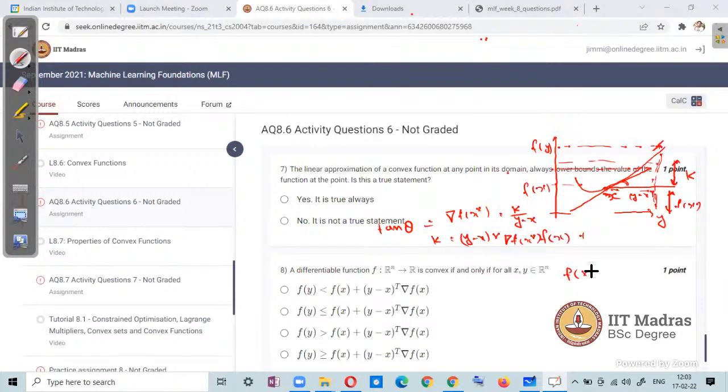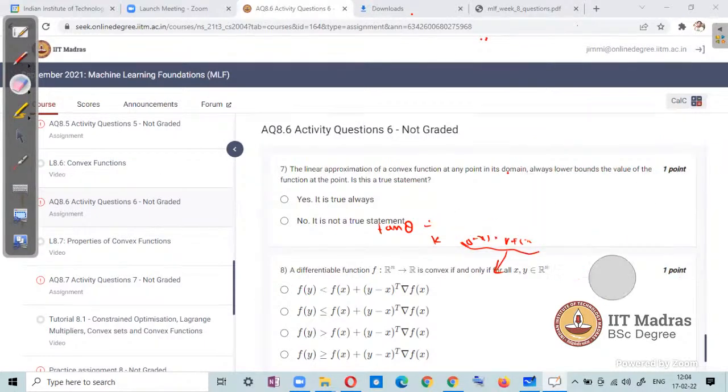So the linear approximation is nothing but f(x star) plus y minus x star into del of f(x star). Sorry for my bad handwriting. Now I think you can see from where this term came. It will always be less than your f(y) value. Like that only, in the previous questions also we will get a similar figure. If anyone wants, we can show that. We will move further.